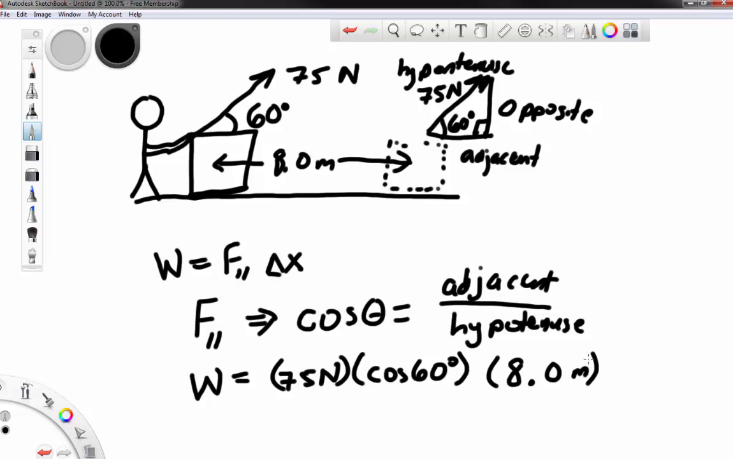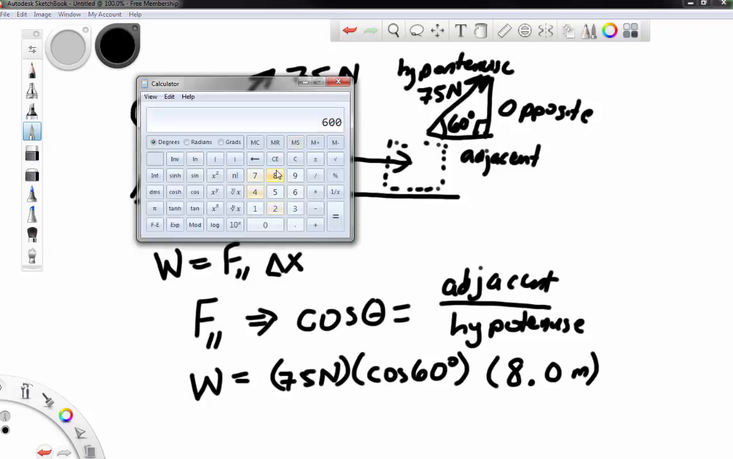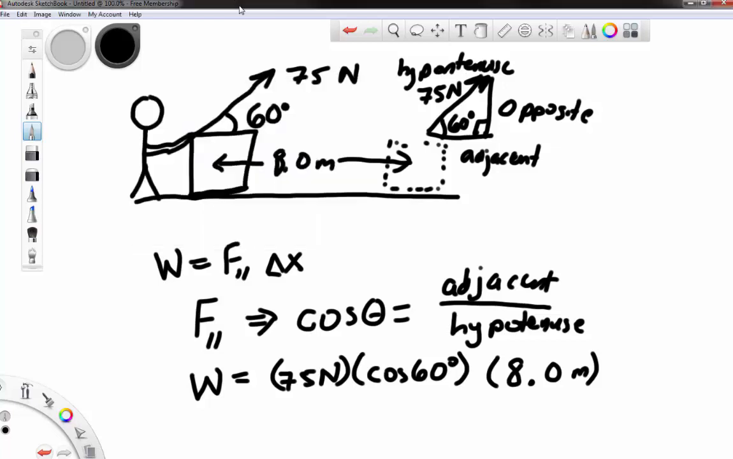So plug these guys into your calculator if you need to in order to get our number out. So let's see, 75 times, we want to have the cosine of 60, which should be a half. On my calculator you enter the angle and then you push cosine. Then you multiply that by the 8 meters that you push it across, and we get 300 joules. So the total work done in this case is 300 joules.